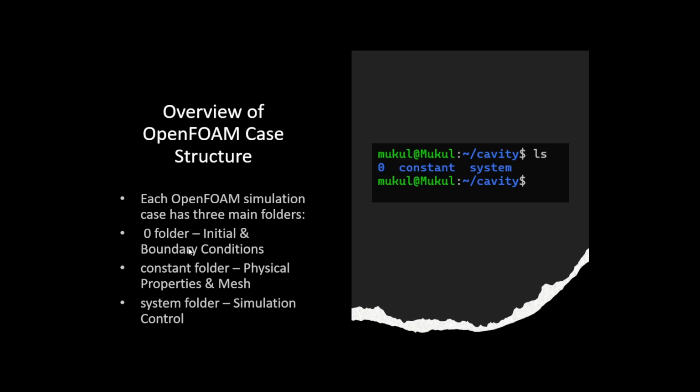Zero folder, which has initial and boundary conditions. Constant folder, which has physical properties and mesh details. System folder, which has simulation control. Okay, you can see a screenshot of the OpenFOAM tutorial directory, in which all the files are here: zero directory, constant directory, and system directory.